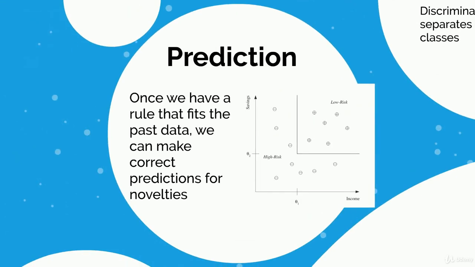So this is what we want to use the discriminant for. We have a rule that fits the past data, and now we can make correct predictions for novelties, or new incoming data that we might have. So this is the bread and butter of the classification algorithm. It's using that discriminant that we formed through training to predict what class new data is going to fall into.